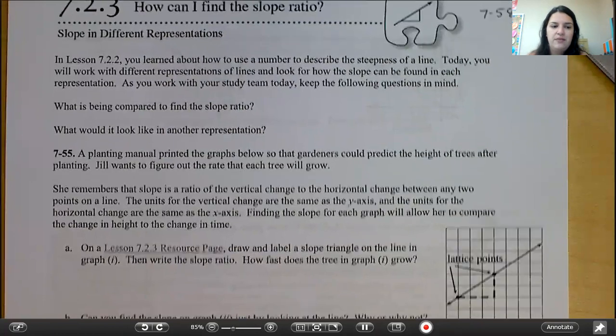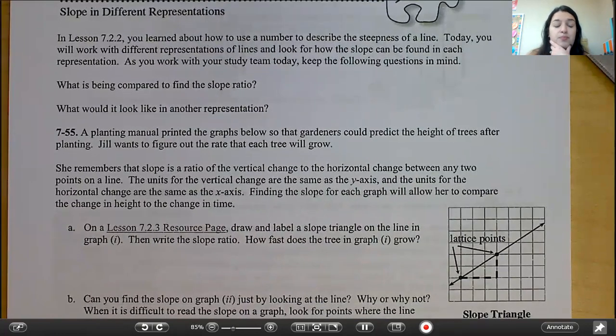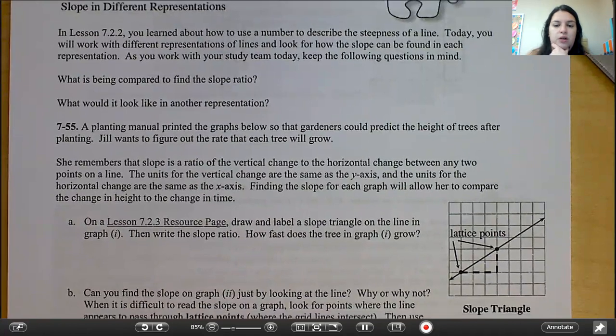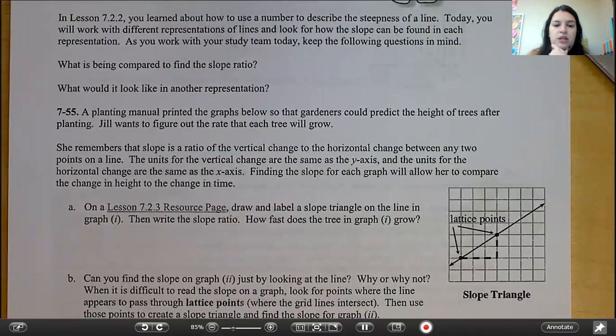So 755. A planting manual printed the graphs below so that gardeners could predict the height of the trees after planting. Jill wants to figure out the rate that each tree will grow. She remembers that slope is a ratio of the vertical change to the horizontal change between any 2 points on a line. The units for the vertical change are the same as the y-axis, and the units for the horizontal change are the same as the x-axis.